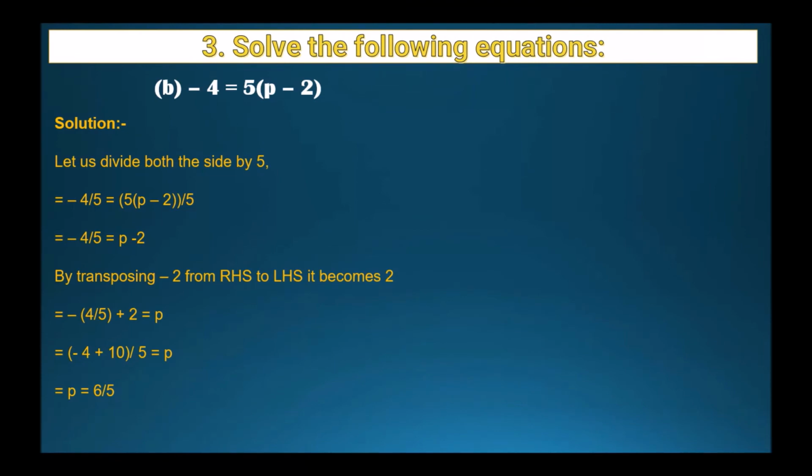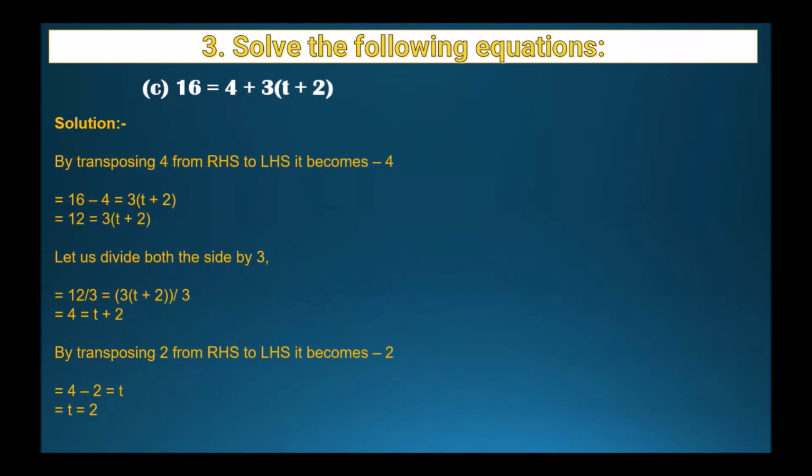Now we will bring this minus 2 from RHS to LHS, so it will become plus. So minus 4 upon 5 plus 2. Now we will take the LCM as 5. So it will become minus 4 plus 10 upon 5 equals p. So minus 4 plus 10 will become 6. So p equals 6 upon 5.